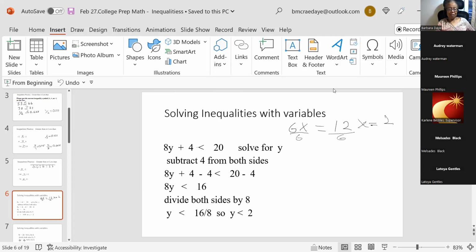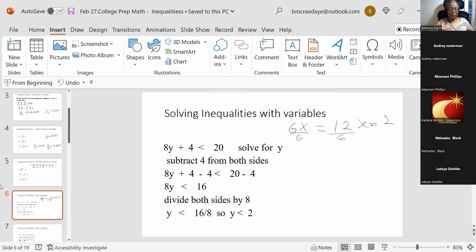16 over 8 is 2. So now the answer is y less than or equal to 2. So no different. When you solve inequalities with variables, you solve them just like you did those equations where they weren't inequalities. It was an equal. You got it? Yes, Miss Barbara. Thank you.